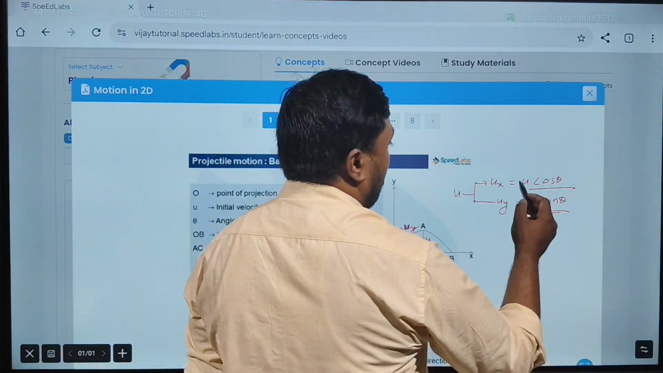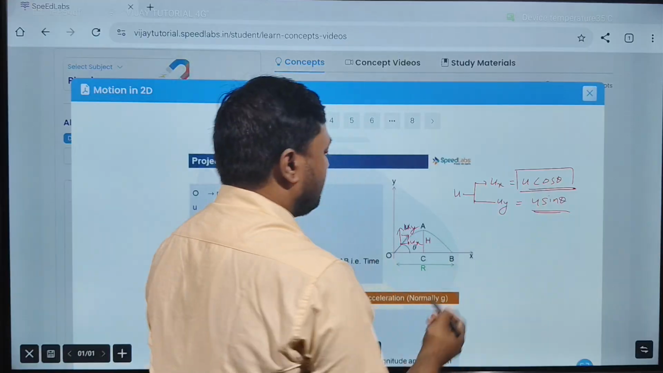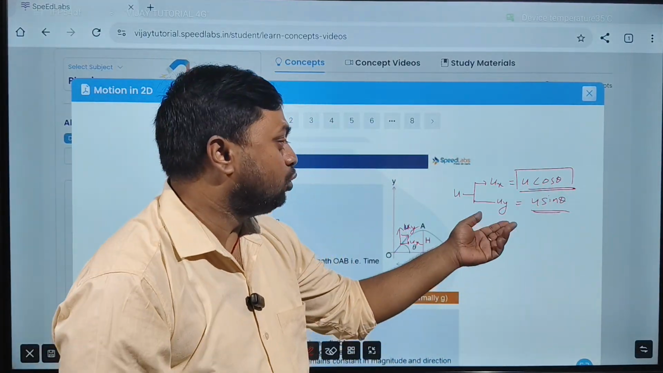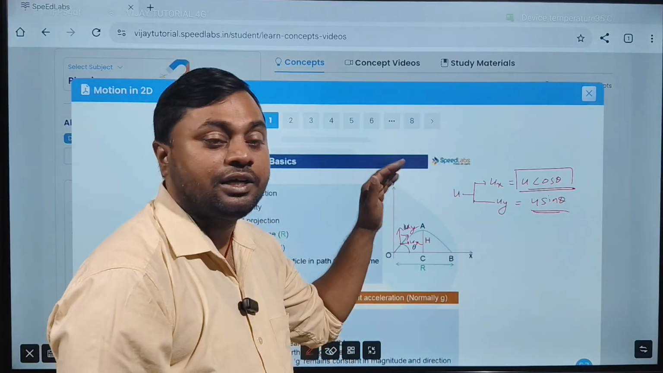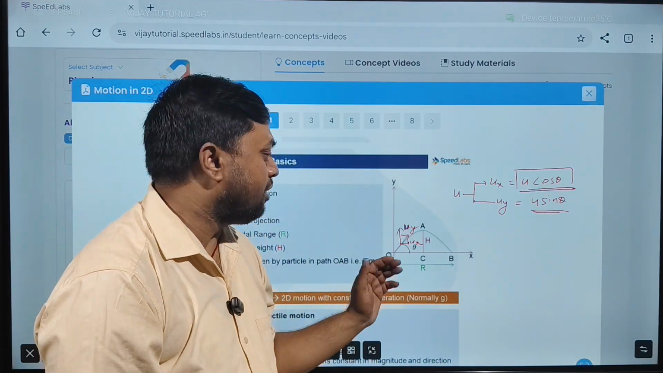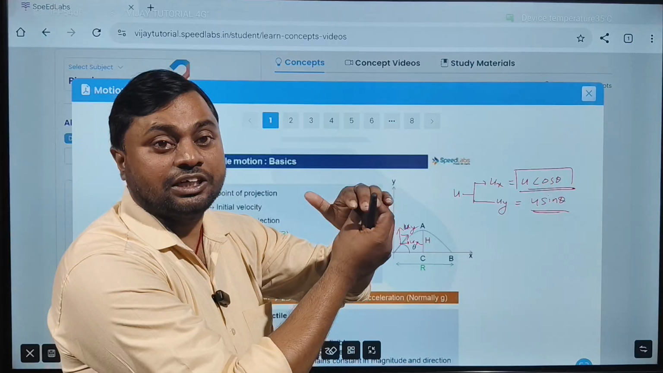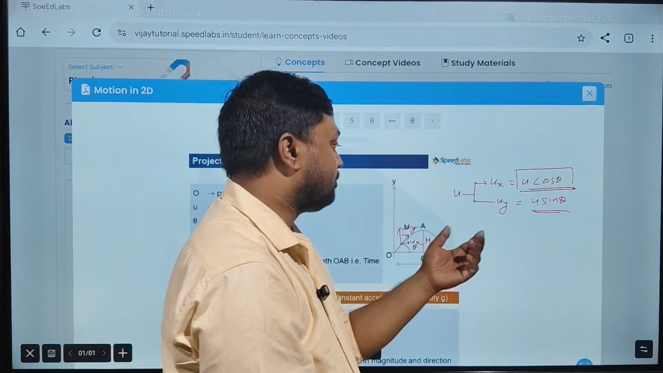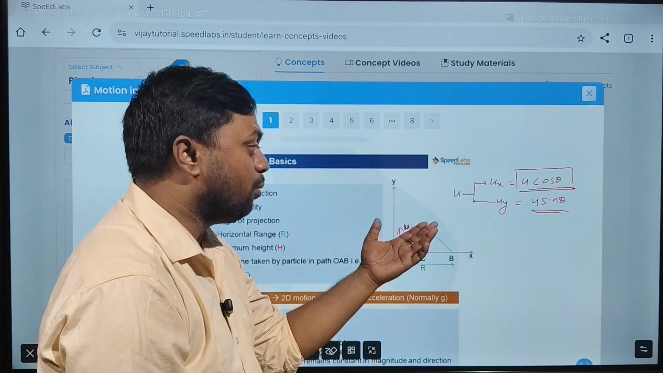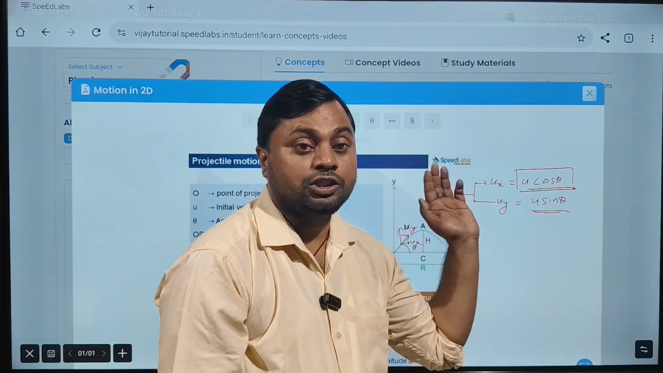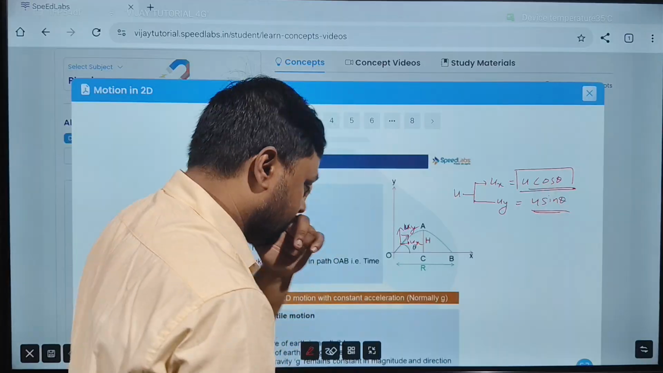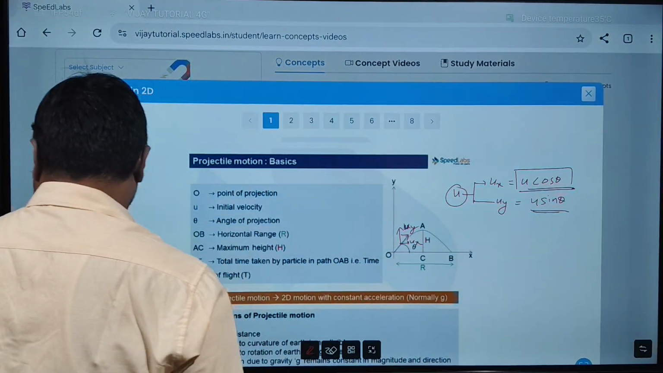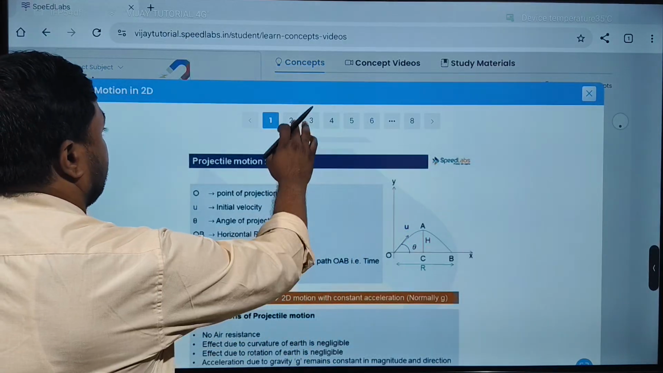As we are not considering any force in the horizontal direction, ux is going to be constant throughout the motion, whereas uy will change. Why? Because uy is the vertical component of velocity, and when the particle is moving, acceleration due to gravity is acting on the body downward. So that's why uy will change, whereas ux is going to be constant. These things you should remember throughout the derivation.